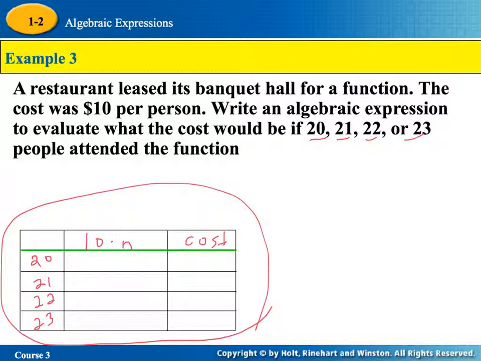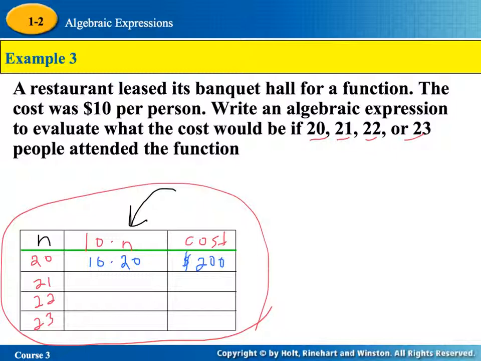So if I look at this, the number of people that are coming into the banquet hall for the function, that's my n. N is the number of people. And here's my n right here. So I'm going to take 10 times my n, and under 20 people, 20 is my n. What's 10 times 20? 200. So the cost of 20 people to go into this banquet hall would be $200.